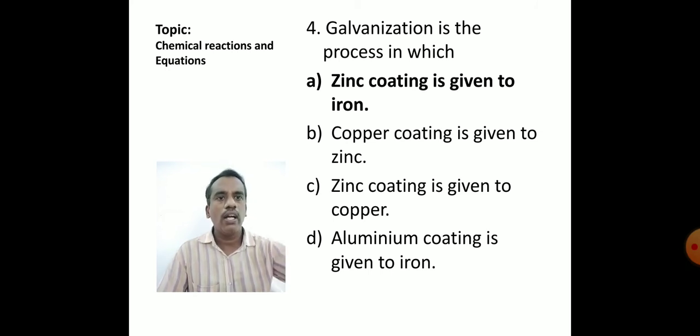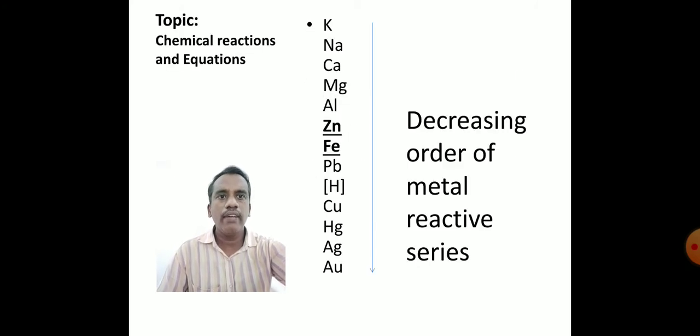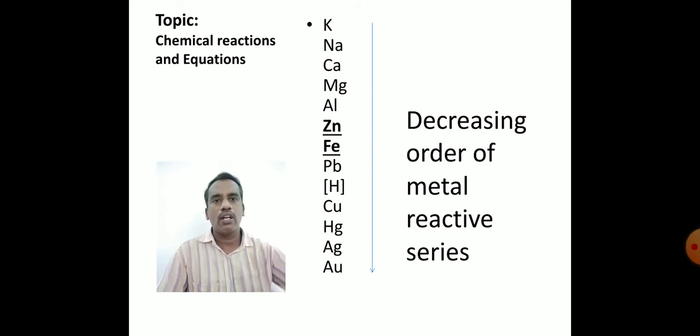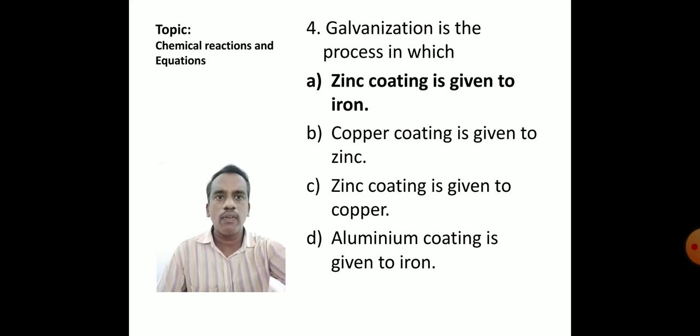Now, one question may be: why can't we coat aluminum over the iron? We can coat aluminum over the iron, but it is more reactive than zinc, so it will undergo more corrosion than zinc. So zinc, which is less reactive than aluminum, is coated to prevent the iron from corroding. Galvanization is the process of coating zinc over iron.